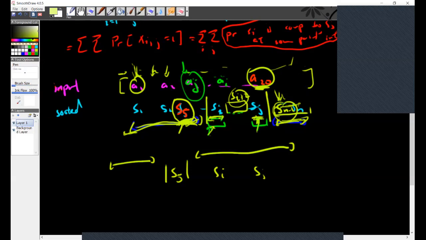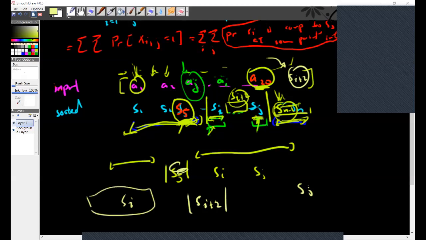Let's say SI was this one, SI plus 2, this element here, and my algorithm picked this as a pivot. I know that after partitioning the input array, we'll have that SI is on the left side and SJ is on the right side. So what does this tell you? This tells you that even if SI is picked as a pivot eventually, or if SJ was picked as a pivot eventually, they can never be compared against each other anymore because they are in different calls of quicksort.